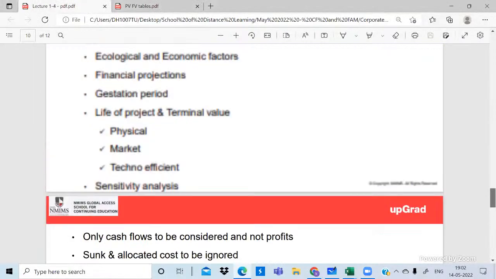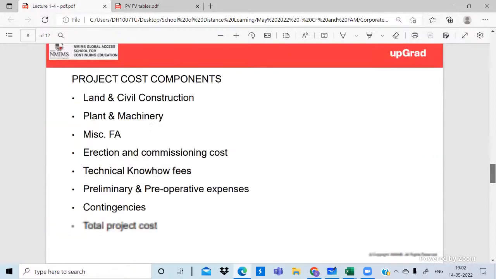So in yesterday's lecture, that's session 3, we looked at the project cost components. What are the major components? So it could be your non-current assets, your land and civil construction, plant and machinery, or other fixed assets. And then you could have your other expenses. We looked at contingencies. We looked at how through EPC contracts, a lot of companies can bring down the contingency and even negotiate with the lenders and bring down the interest rates. Finally, what you get is your total project cost, which is a combination of all these elements.